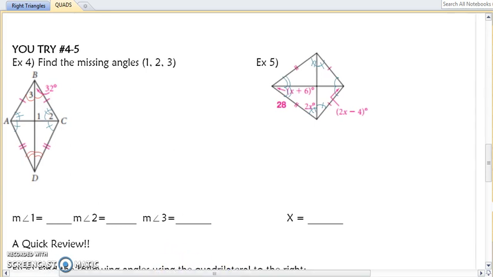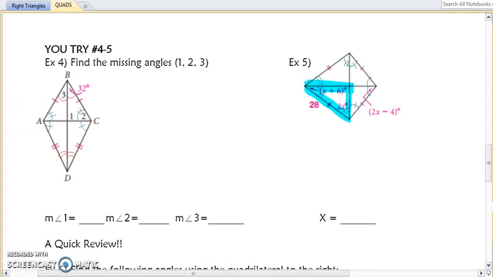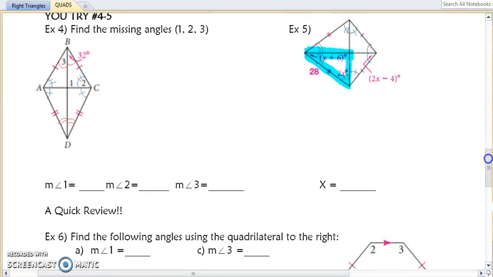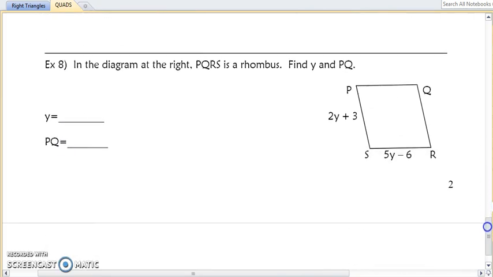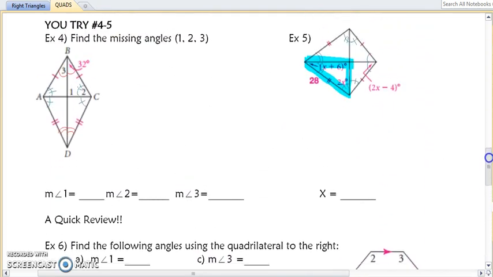For number 5, my clue here is to set up an equation to deal with first this triangle. Find and solve for x, and then plug that back in. So that is my one suggestion for you. All right, best of luck. All right, again, check this off with myself, and then once I check that off, you'll try 6, 7, and also 8. All right.